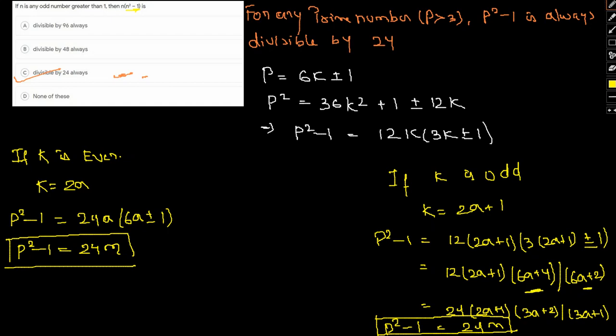So I hope this concept is clear. So you see, p squared minus 1 for any prime greater than 3 is always divisible by 24, a multiple of 24. So kindly go through this. The question is not much difficult, but this concept is very important. So kindly make a note of the same. Keep a note and try to remember always that p squared minus 1 is always divisible by 24.